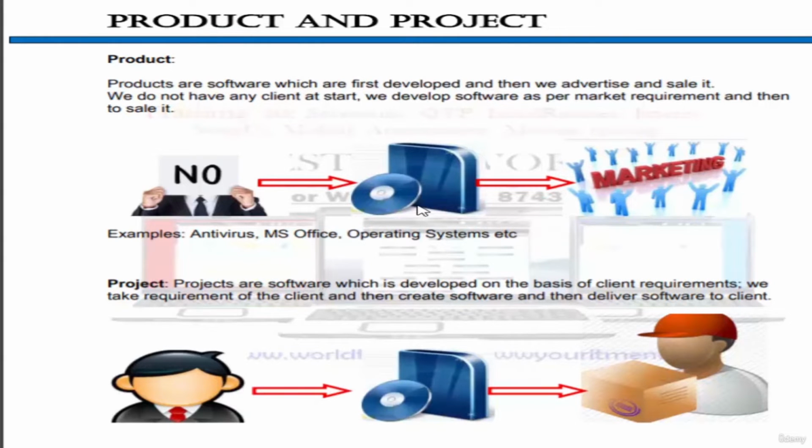There are many other products in the market. Facebook.com and WhatsApp are products of different organizations. So now we understand the difference between product and project.